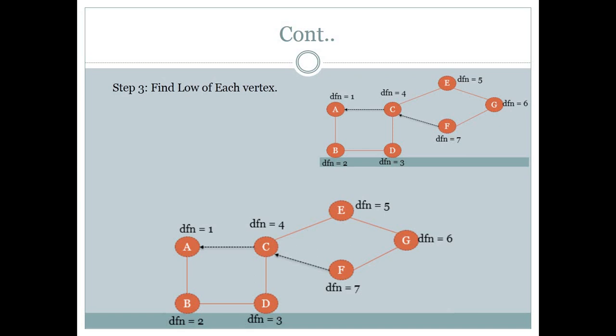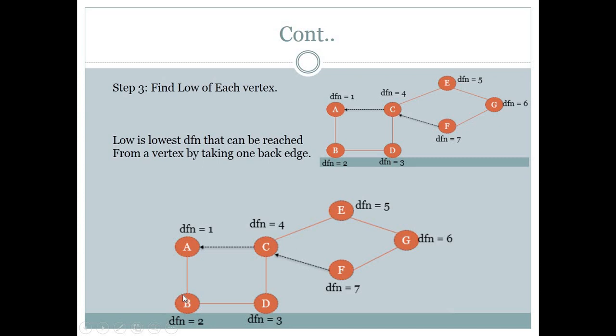Step number 3 says find low of each vertex. Low is the lowest DFN that can be reached from a vertex by taking one back edge. So we have to find the DFN that can be reached from a vertex by taking one back edge. No need to find low for our starting node because it already has DFN 1, and no lower DFN is available than 1. So we will start with the node B.